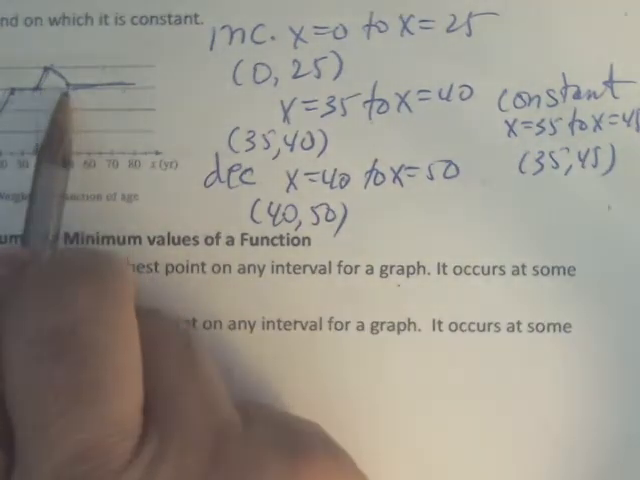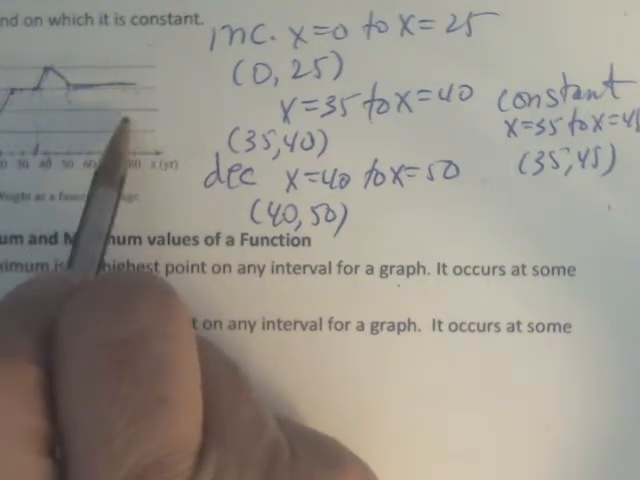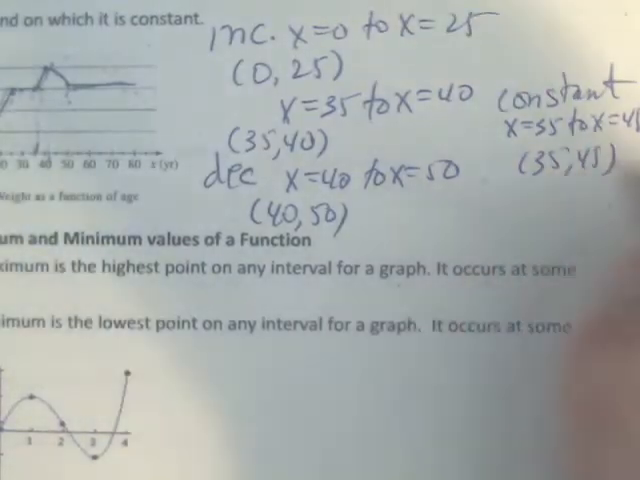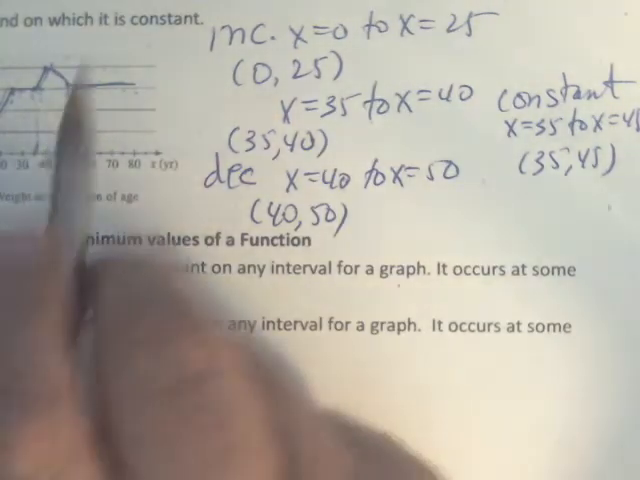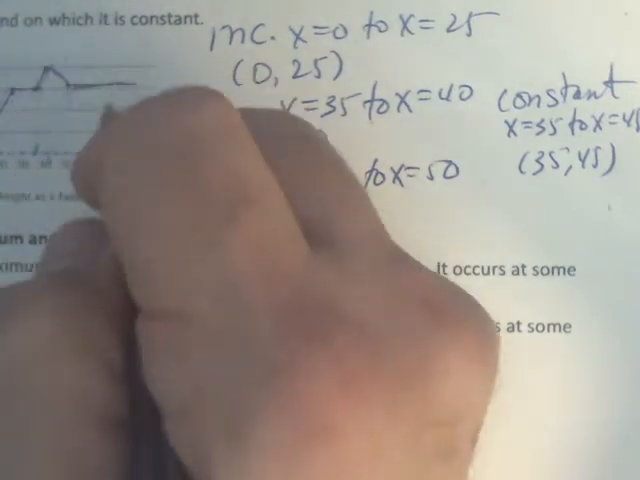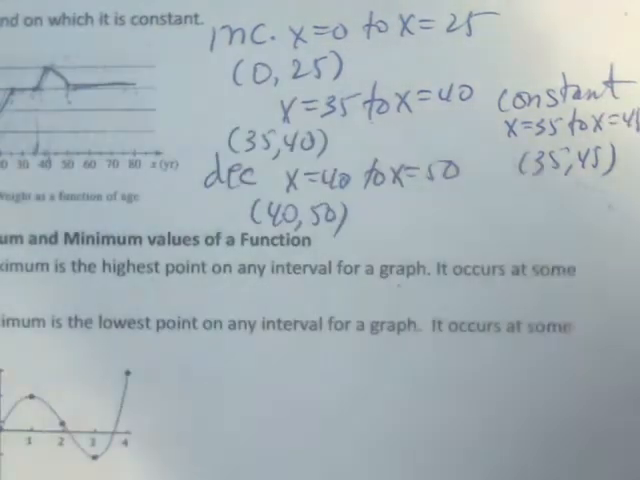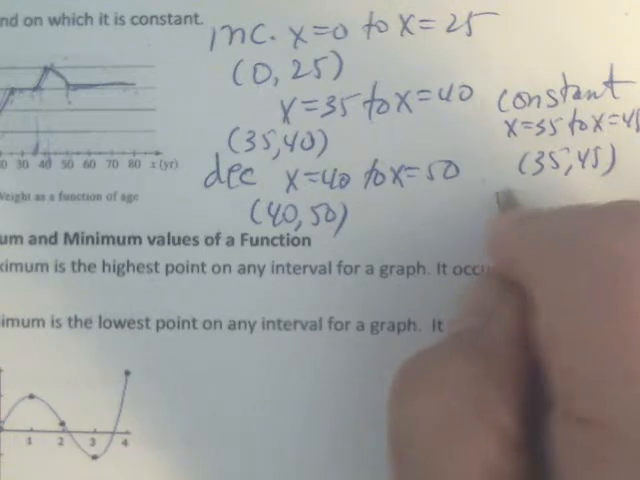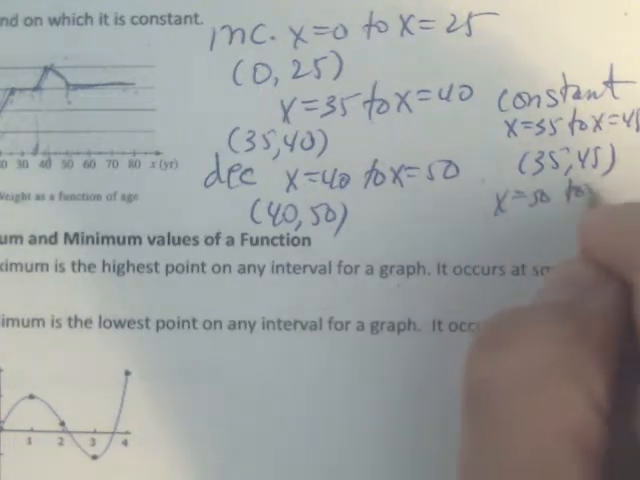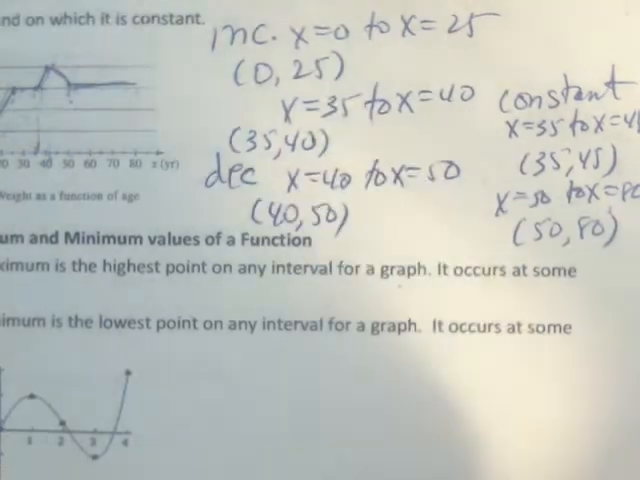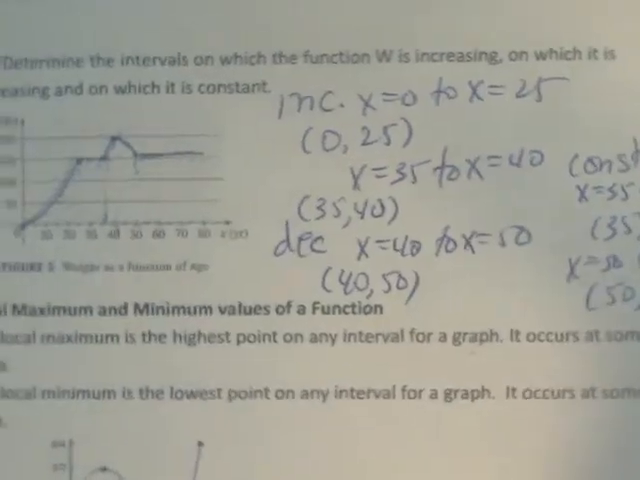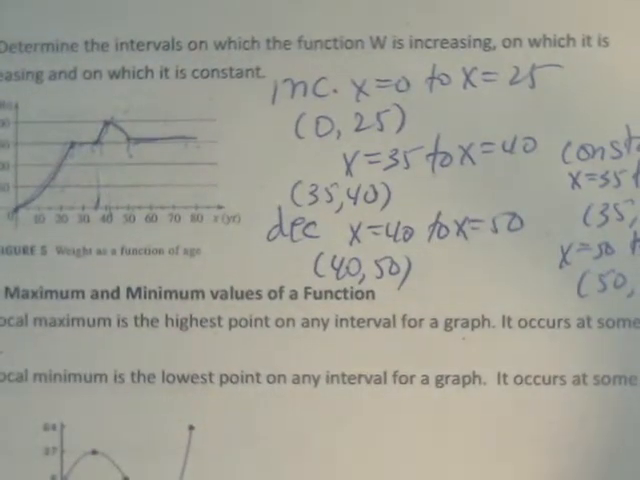And from x is 50 to, let's say, 80, 85, whatever that is, or to death, pretty much. So my weight scale would look like a heart monitor, up and down and up and down and up and down. So we're just going to say 80 for all practical purposes here. But anyway, those are more information you can get from a graph.